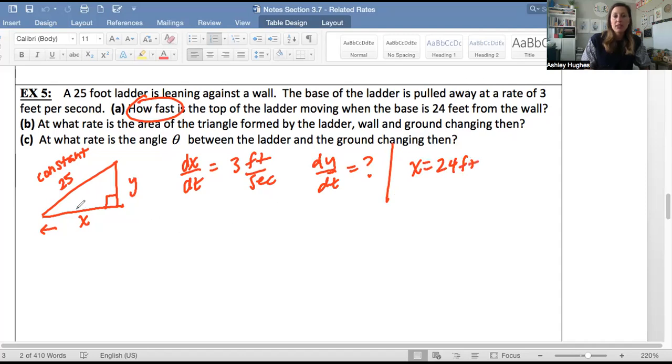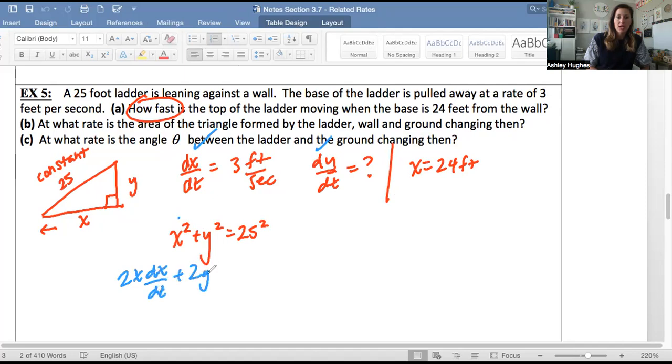So this is Pythagorean theorem because we have 3 sides of a right triangle. So it's x squared plus y squared equals 25 squared. I can write 25 because 25 is not changing, whereas x and y are. So I don't want to plug in the 24 here because it's not always 24. So we're going to take the derivative because I have a dx dt on my paper and I have a dy dt on my paper. So 2x dx dt plus 2y dy dt equals 0. Derivative of a constant is 0.